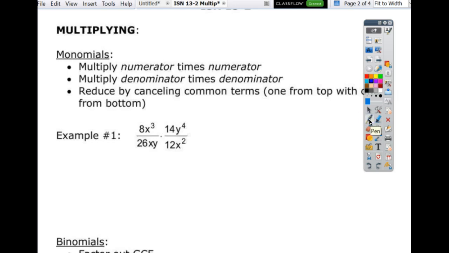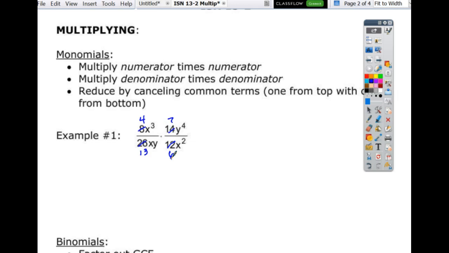So if we start here at 8 and 26 and 14 and 12. So I need to reduce that. So anybody have any suggestions? So if we start with 2, okay, so then I make this a 4 and I make this a 13. Because we can only do one of each, right? You can't do all of them. So the 4 and the 13, I can't reduce that anymore, can I? But what about the 14 and the 12? 2. Let's do 2 again. So I get 7 and 6.